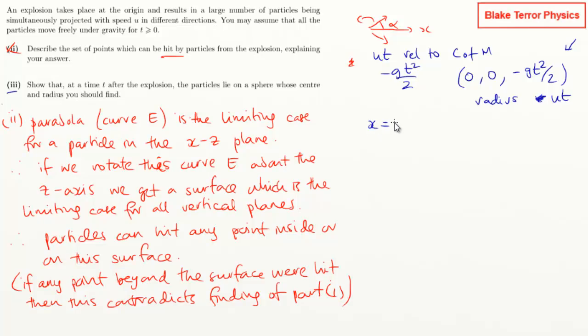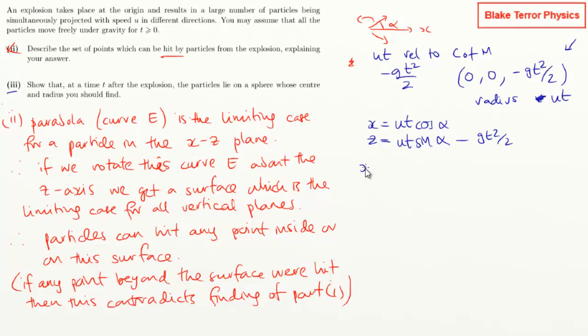So we had x equal to ut cos alpha. So that's the x coordinate. We had that z is going to be equal to ut sine alpha minus gt squared over 2. So we want to turn this into something which is going to look sphere-like. So we're just looking in the xz plane at the moment. So that's going to be a circle, which we're then going to rotate about the z axis. So we want to turn this into a circle.